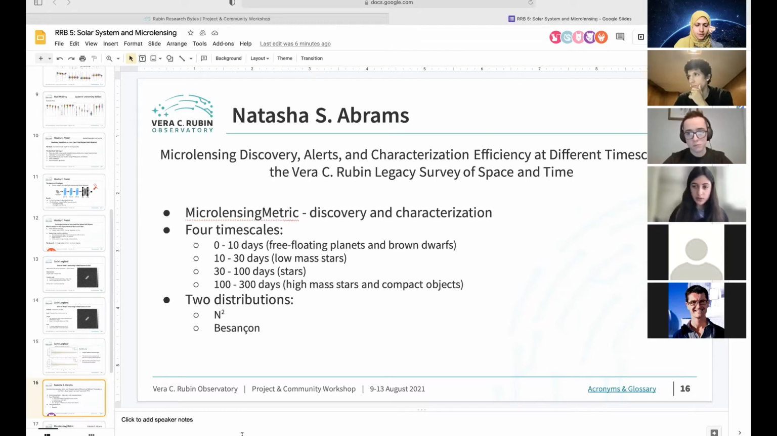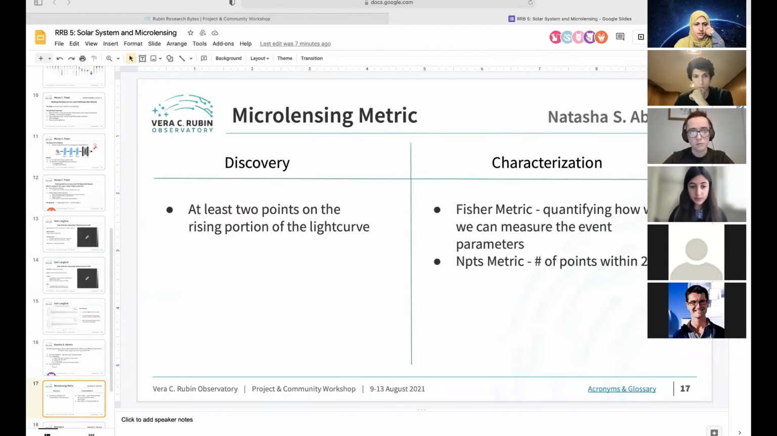There are 2 distributions that we simulated. One that's n squared, where n is the number of stars, and all 4 timescales are distributed according to that way, and the based-on-sound model, which leads to different distributions of different timescales. Next slide, please.